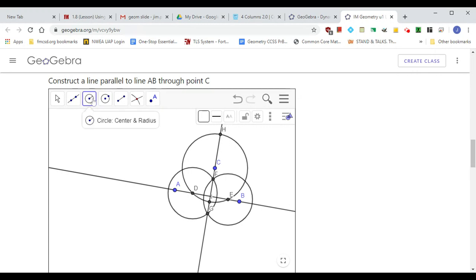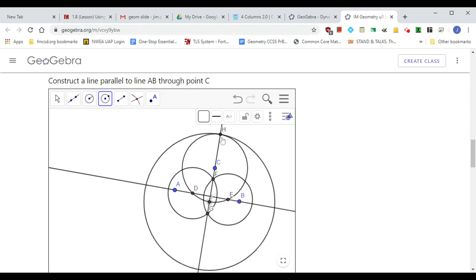Now I'm going to draw a circle here. I'll do the 2 circles from H to I. So I'm going to go I to H, and then H to I. So they have the same radius. They intersect here and here. Now I'm going to draw the line that goes through those. I'm not going to put the points in first this time.